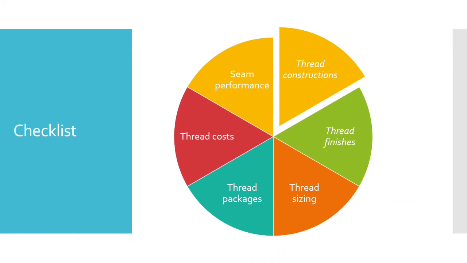Lastly, the various things that should be checked on the floor in the sewing department. First are thread constructions, thread finishes, thread sizing, thread packages like spools, cones, bicones, containers, cocoons, free-wound bobbins, and thread cost. And the last one is thread performance. In thread performance, you should check seam strength, seam elasticity, seam durability, seam security, and comfort.